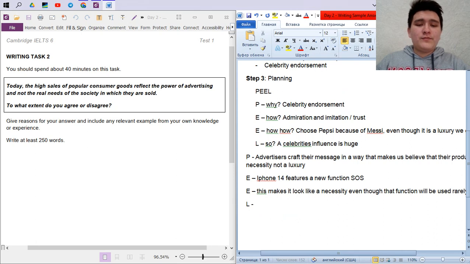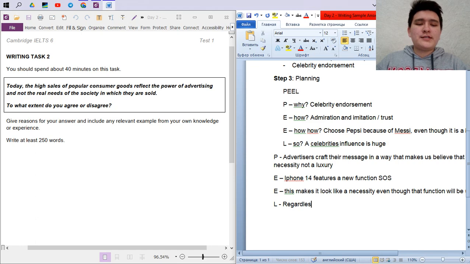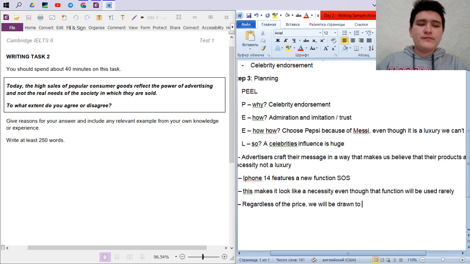And the link of that would be: regardless of the price, we will be led to think that, okay, the iPhone 14 is obviously expensive, right? Regardless of the price, we will be drawn to the promises of the producer.